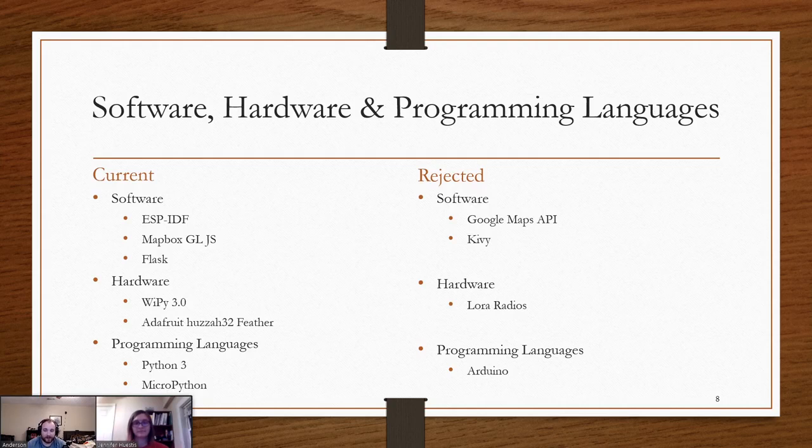Currently, the software we're using and have used is ESP-IDF, which I use to recompile the firmware for our wireless chips to allow them to have a longer range Wi-Fi protocol enabled. Then we use Mapbox.gl JavaScript. I chose this over our rejected software of Google Maps API because it allows me to have maps offline and just a lot more control without having to check in with Google servers all the time. Third, I used Flask to run our web server with Python off of a Raspberry Pi.